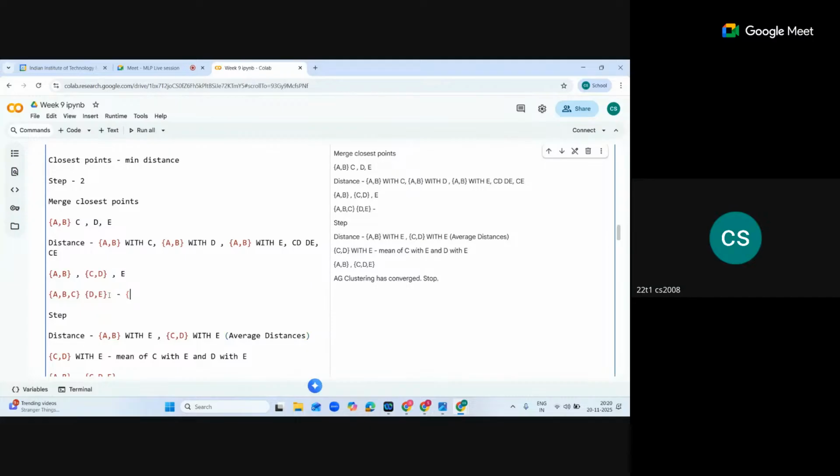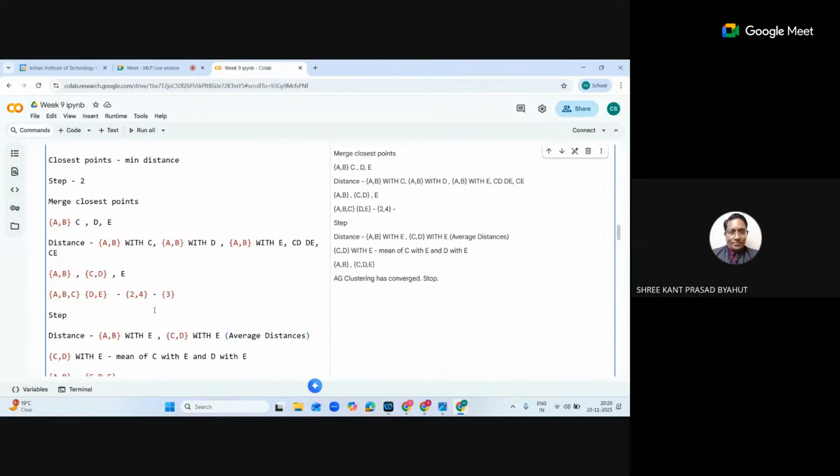Suppose the average of everything with D is 2, right? Then you compare A to E, B to E, C to E, and let's say the average comes out to be 4. Again an average of 2 and 4. So now my final distance is 3, the average of these two.